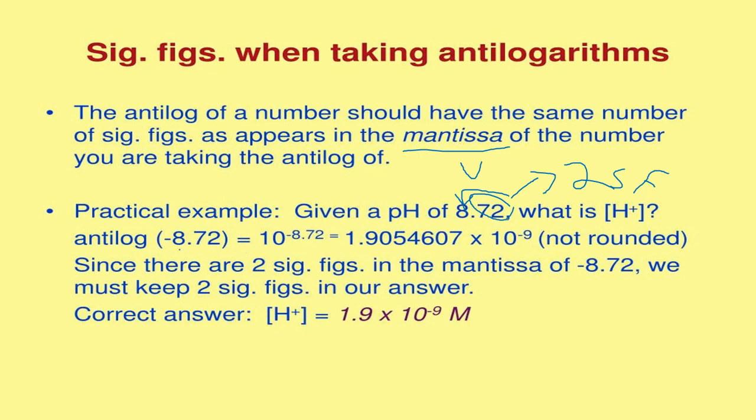After we take the anti-log of negative 8.72, you're going to get this number. It's a big, big number. Since 0.72 is two significant figures, that means we're going to round our answer to two significant figures. That means our answer should be 1.9 times 10 to the negative 9 molar.